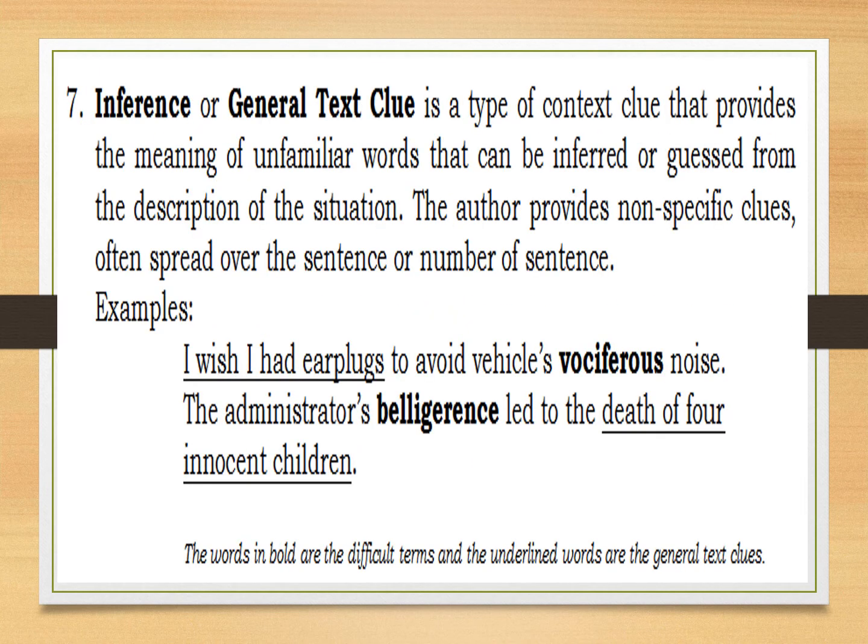Number 7. Inference or general text clue is a type of context clue that provides the meaning of unfamiliar words that can be inferred or guessed from the description of the situation. The author provides non-specific clues, often spread over the sentence or number of sentences. Examples: I wish I had earplugs to avoid vehicles' vociferous noise. Next, the administrator's belligerence led to the death of 4 innocent children. The words in bold are the difficult terms, and the underlined words are the general text clues.